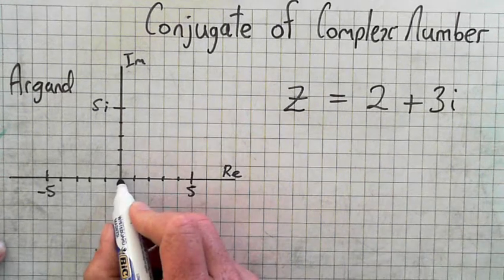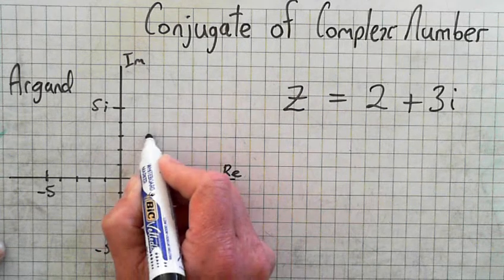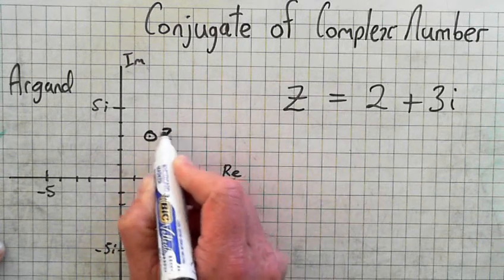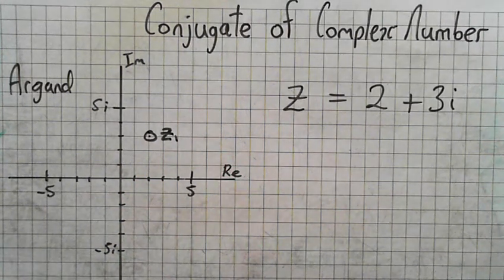So you go over 2, that's the real, and that's the imaginary. Over 2 on the real axis and up 3. That's Z1. That's the complex number, 2 plus 3i.